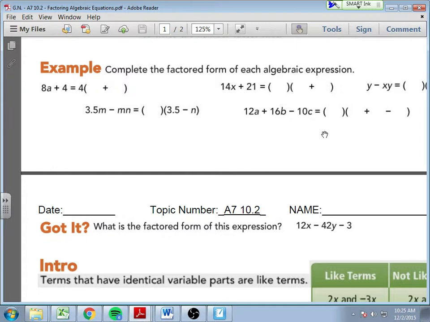Alright, so this is what your homework is going to look like. Starting out, they're going to give you parts of it. So, my first expression up there, 8a plus 4, they give you the common factor. So I want you on your paper right now to show that we have divided by 4, and that's why 4 is the common factor. Since we divided by 4, what will the terms in my parentheses now be? 2a plus 1. Yep, 2a plus 1.